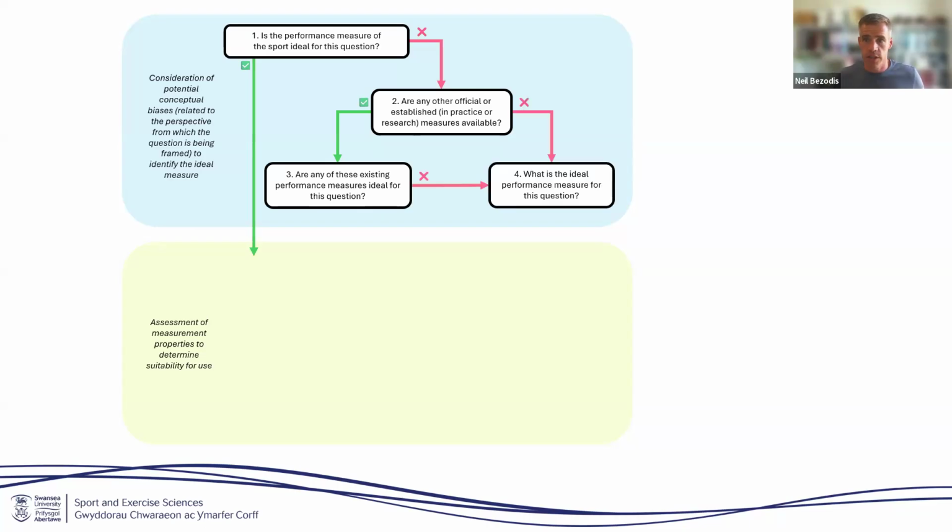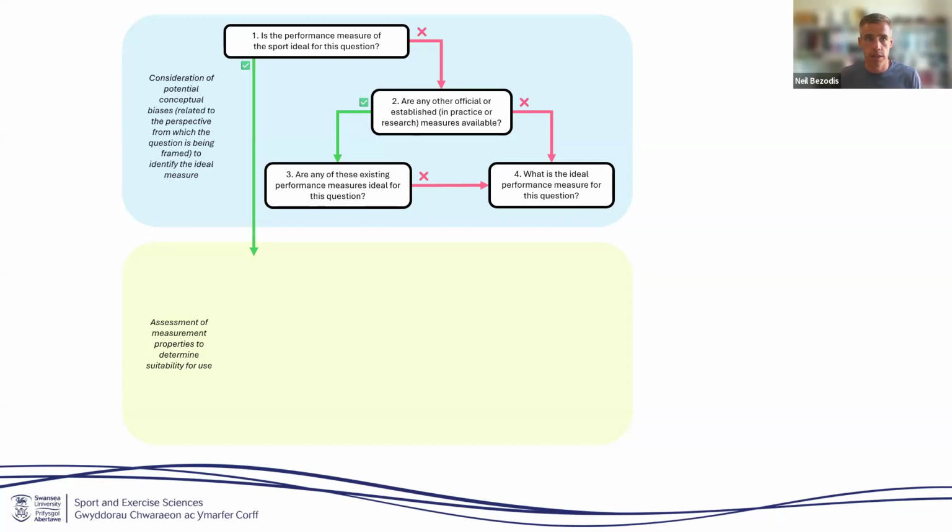If others don't exist, or if they're not ideal for the question, it then becomes a bit more of a conceptual challenge. What is the ideal performance measure? And sometimes that's a slightly different way of looking at the question, as we touch on with the rowing example that's included in the paper.